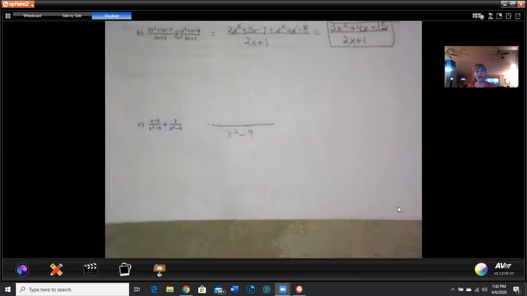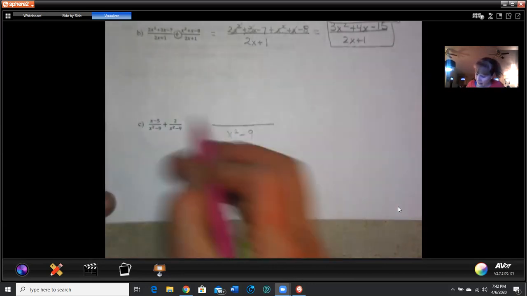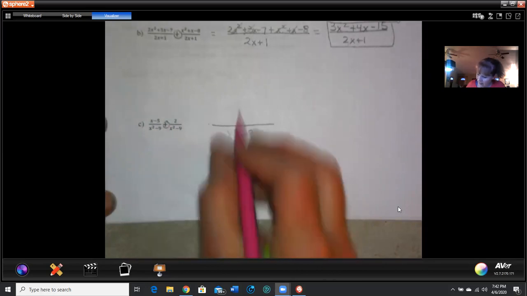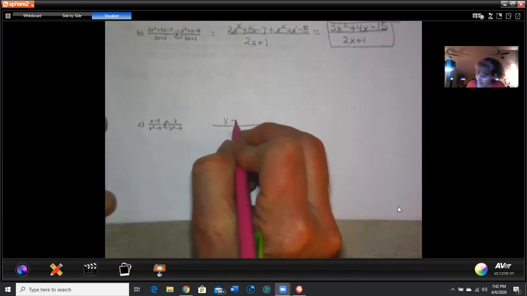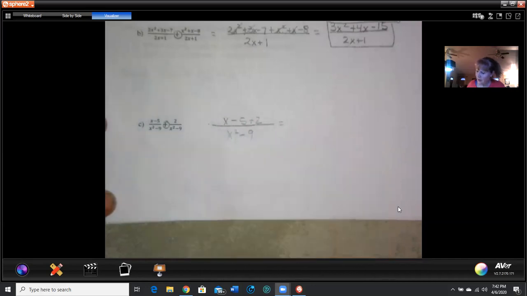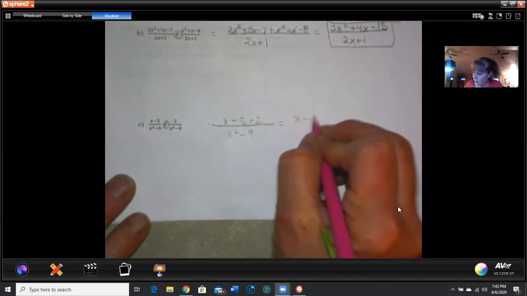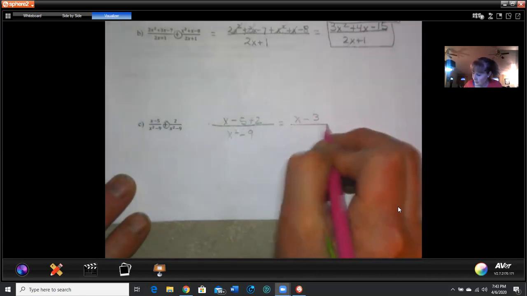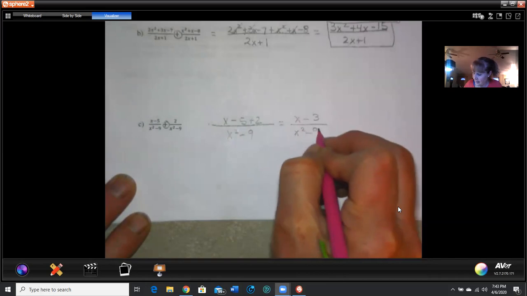And so I'm going to go ahead and add the numerators together. I have a plus sign here. So that gives me x minus 5 plus 2. Now, combining our like terms, we end up with x minus 3 over x squared minus 9.